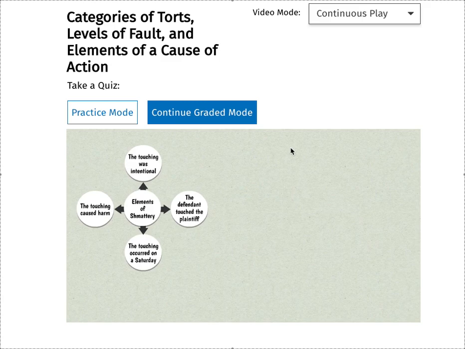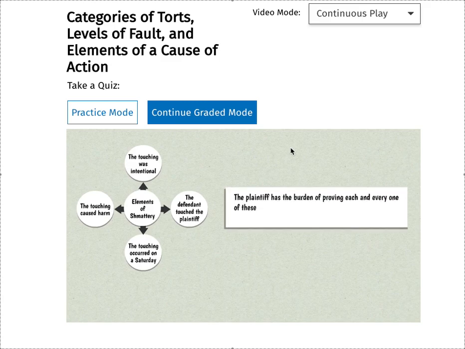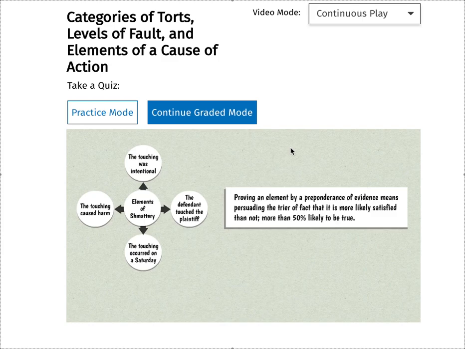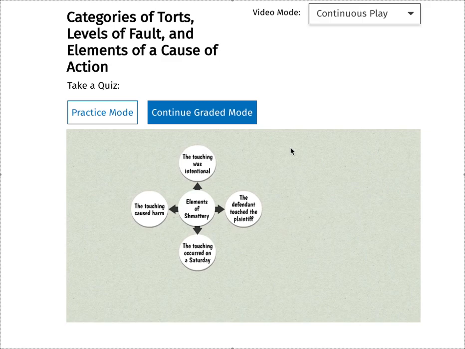If those are the elements of schmattery, that means that the plaintiff has the burden of proving each and every one of these items by a preponderance of the evidence in order to establish that the defendant is liable for this tort. Proving an element by a preponderance of the evidence means persuading the trier of fact that it is more likely satisfied than not, or, in terms of percentages, more than 50% likely to be true. Taken together, the elements of a tort are referred to as the prima facie case.